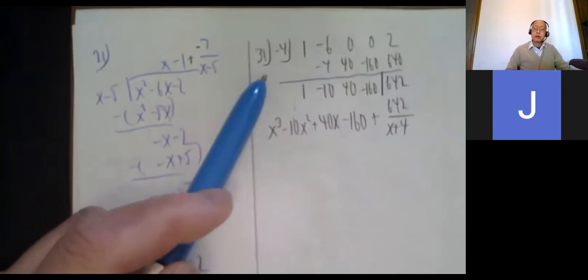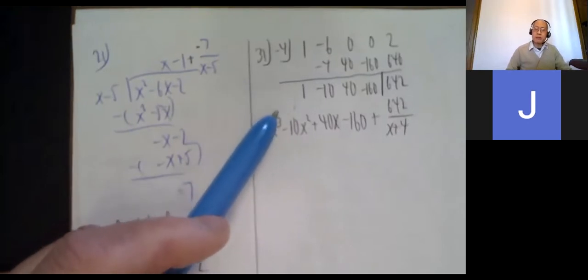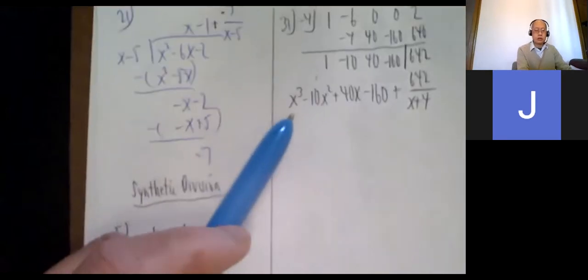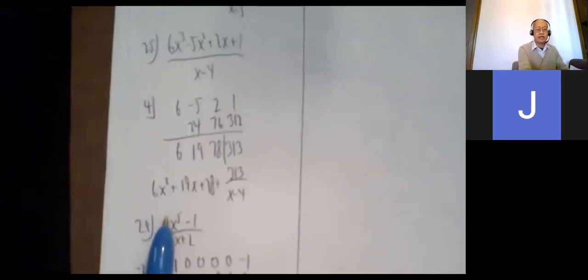So your expression will always get knocked down by 1 exponent. If it used to be x to the fourth, it's now x cubed. If it started off with x to the fifth, it'll go down to x to the fourth and so on.